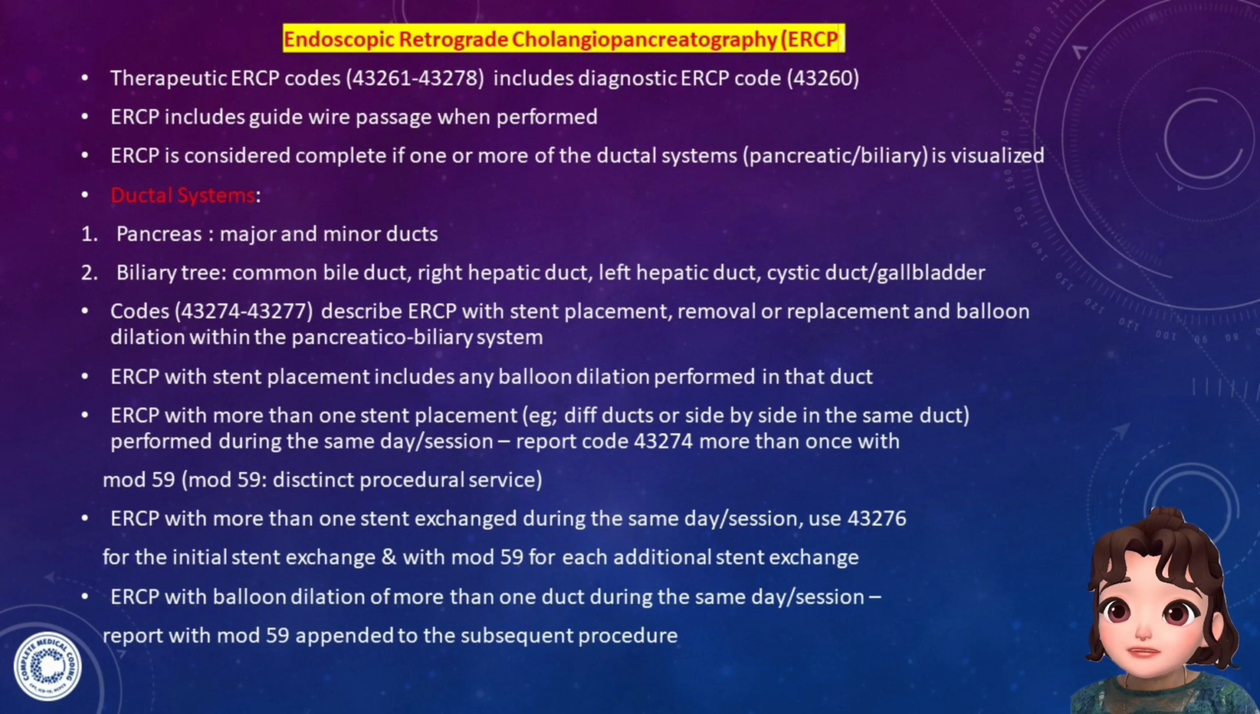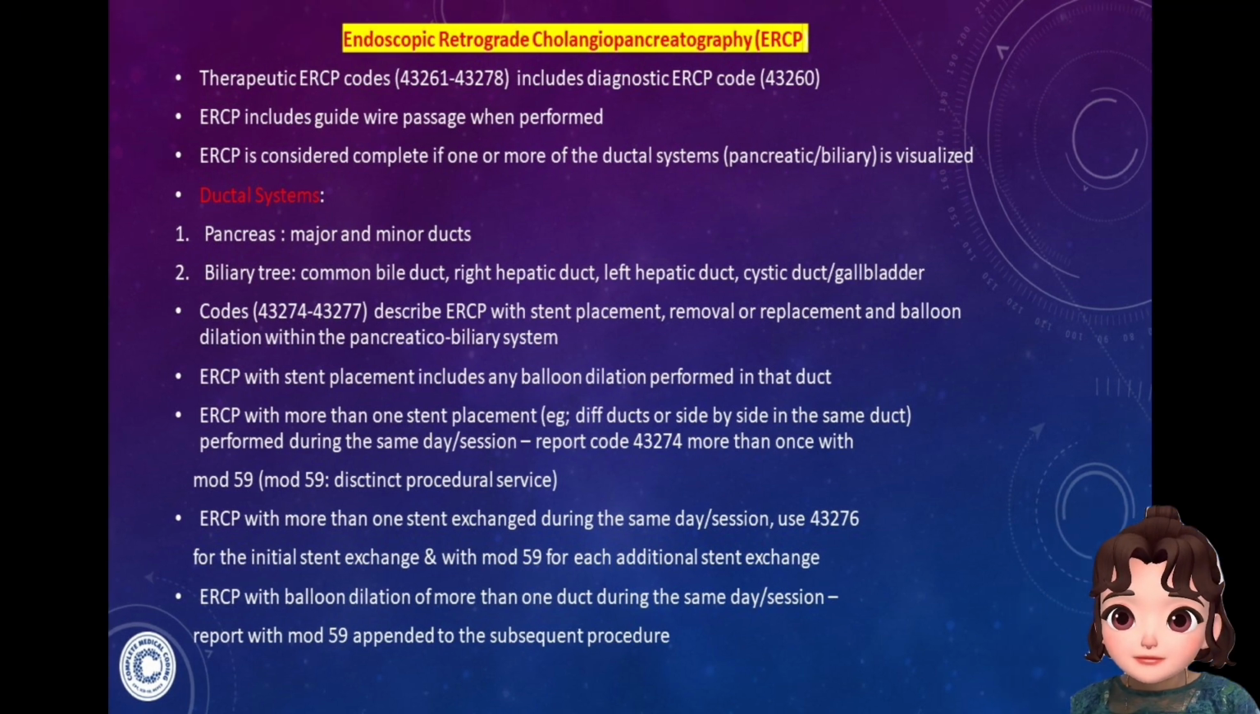Then ERCP with more than one stent exchanged during the same day or session, we need to use the code 43276 for the initial stent exchange and use modifier 59 for each additional stent exchange. If it is more than one stent exchanged, you need to use code 43276 with modifier 59. ERCP with the balloon dilation of more than one duct during the same day or session, you need to report with modifier 59 to the subsequent procedure. If it is more than one duct, for the subsequent procedure, you need to add the modifier 59.